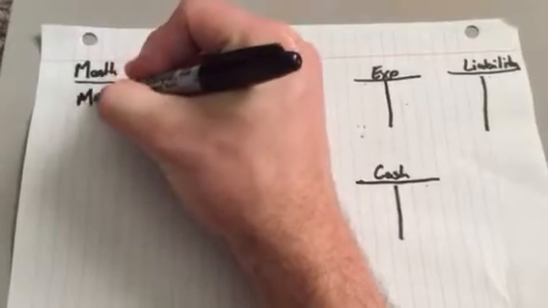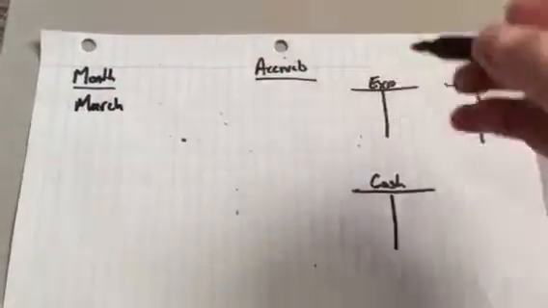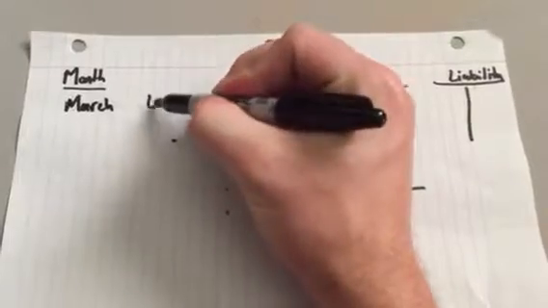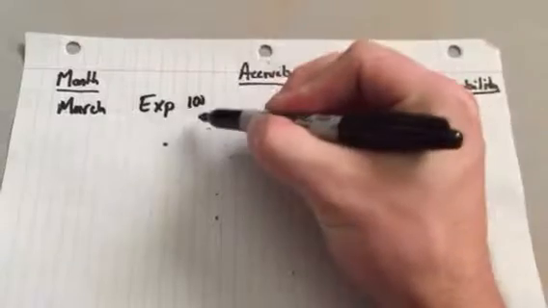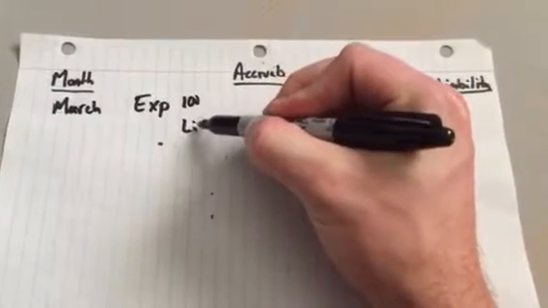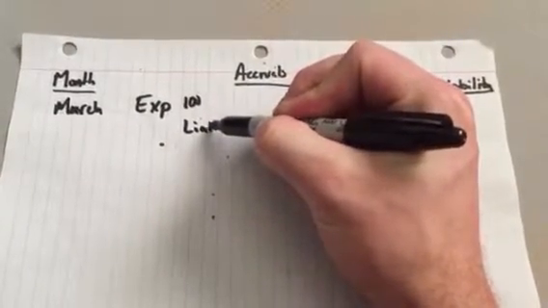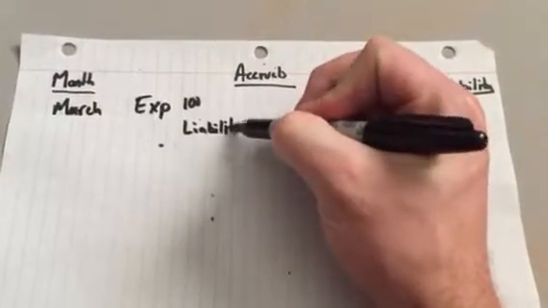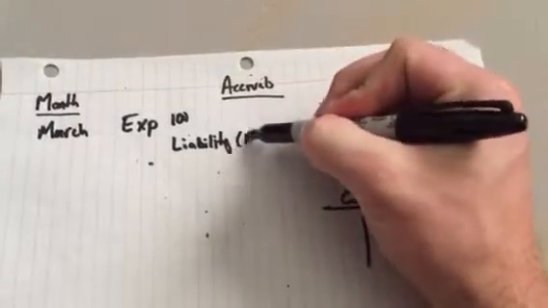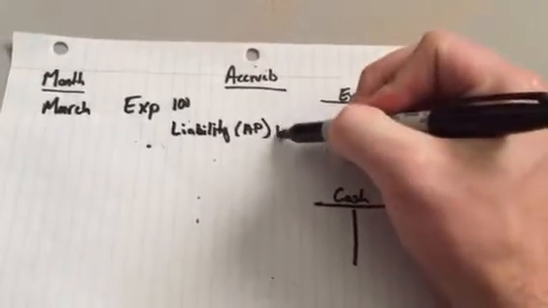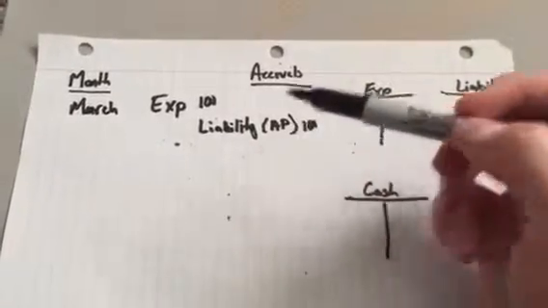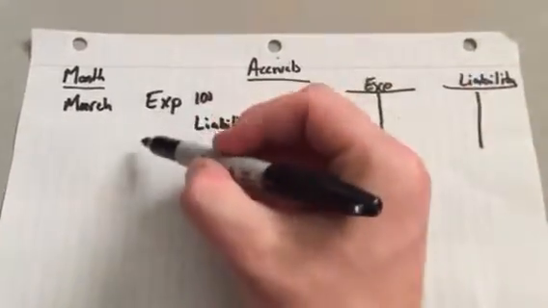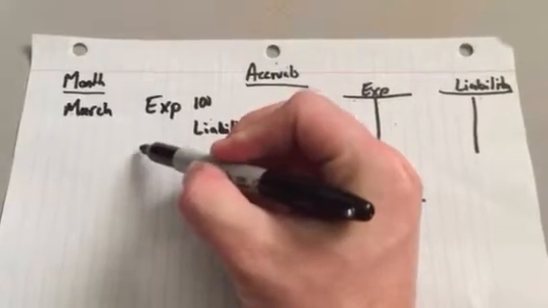So let's imagine that we are in March and we have an expense. We're going to accrue for expenses at $100, and that's going to go to the credit, to some liability. Usually in this situation, it's some sort of AP account for the same 100. So we're accruing for our expenses not yet paid that we expect to pay out in the next month.